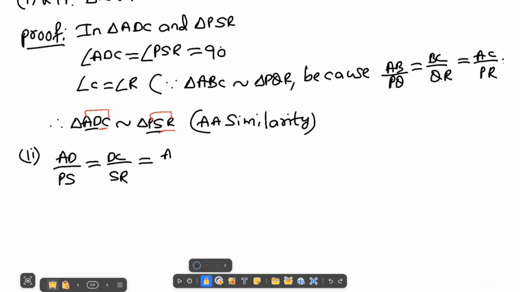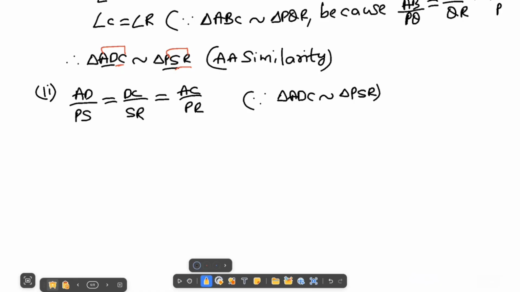Now what is given? AD is 4 centimeters. It is given, first of all, because triangle ADC is similar to triangle PSR. AD is already given here, 4 centimeters. PS we have to find, and we don't know the DC and PR values. Just let's take this only. We know the AC by PR ratio. So AC by PR is equal to 3 by 5, right?